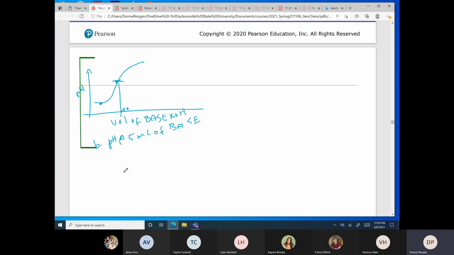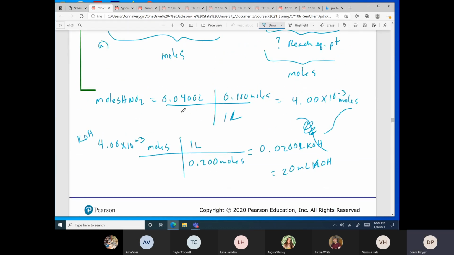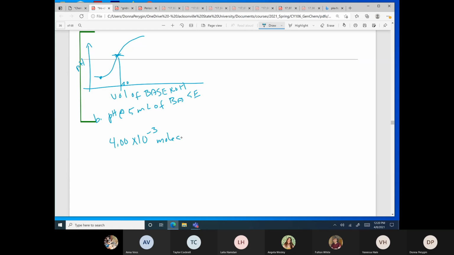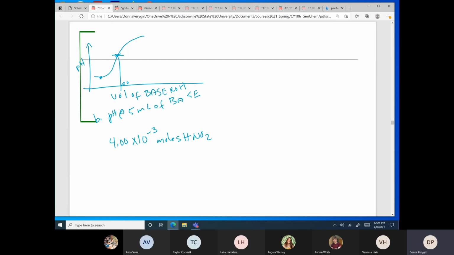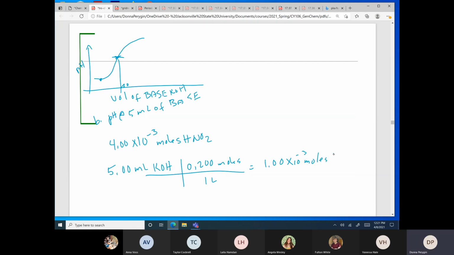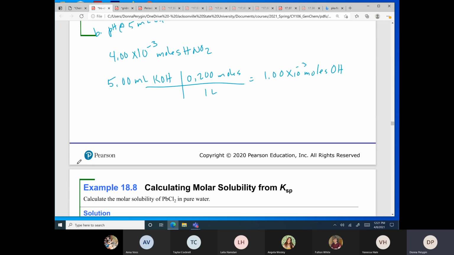We know that we had 4.00 times 10 to the minus third moles of nitrous acid, HNO2. Now we're going to be adding 5 milliliters of KOH, so we have to calculate the moles of that. 5 milliliters of KOH times 0.200 moles per liter, that's the concentration, equals 1.00 times 10 to the minus third moles of hydroxide. Now we need to do a stoichiometry problem.